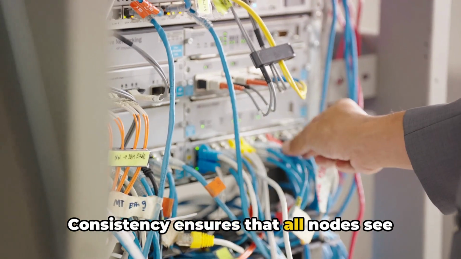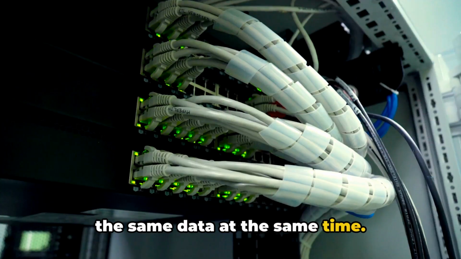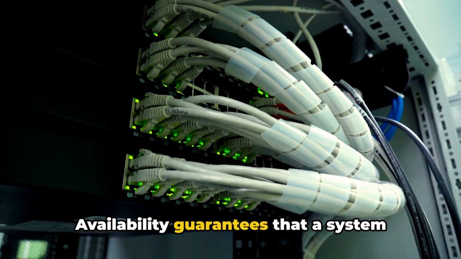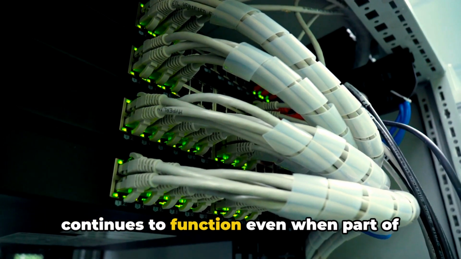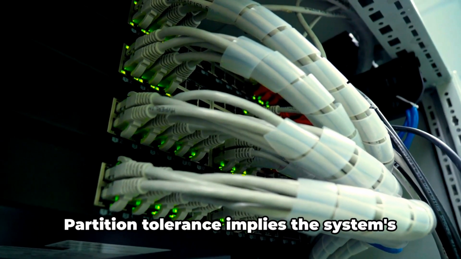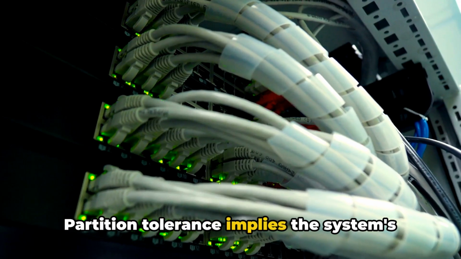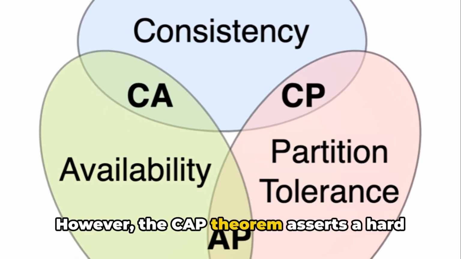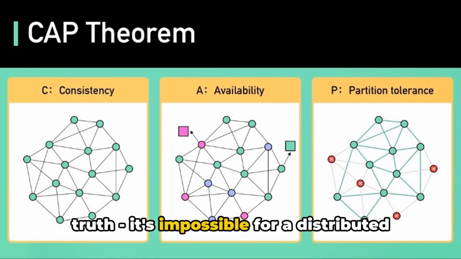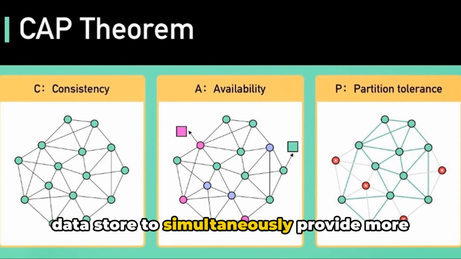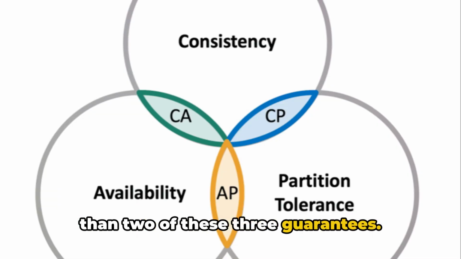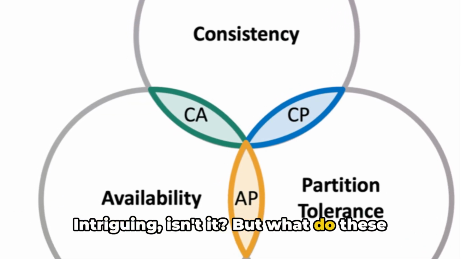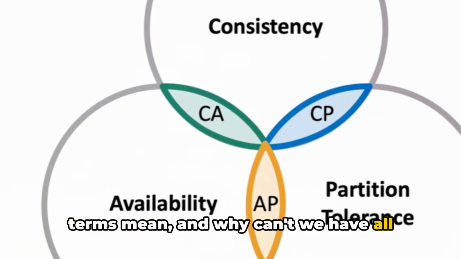Consistency ensures that all nodes see the same data at the same time. Availability guarantees that a system continues to function even when part of the system goes down. Partition tolerance implies the system's resilience to network failures. However, the CAP theorem asserts a hard truth. It's impossible for a distributed data store to simultaneously provide more than two of these three guarantees. Intriguing, isn't it? But what do these terms mean, and why can't we have all three?